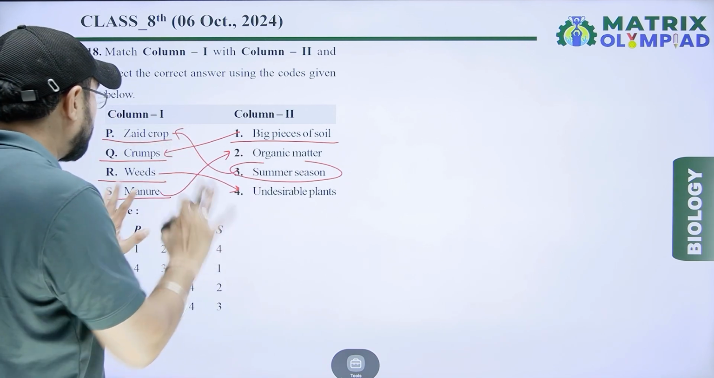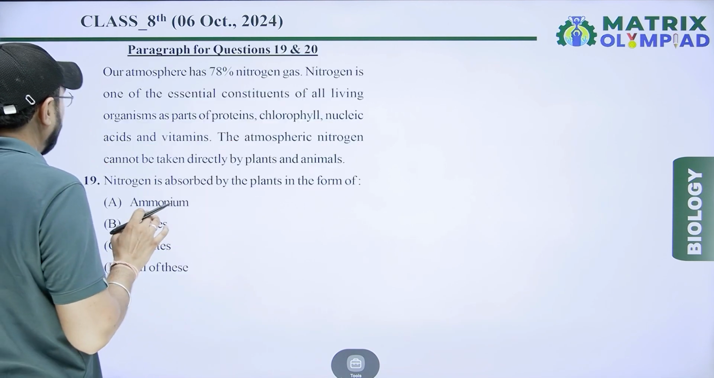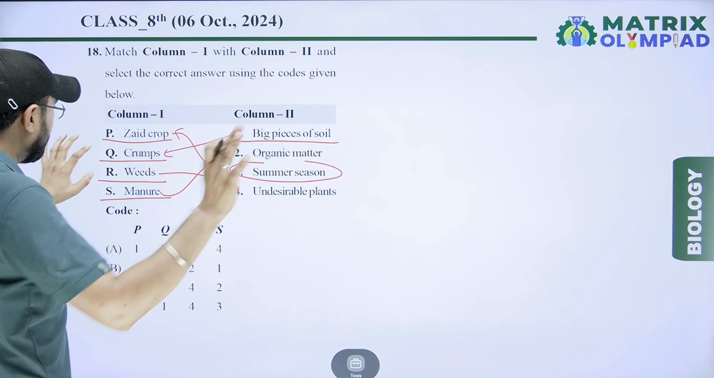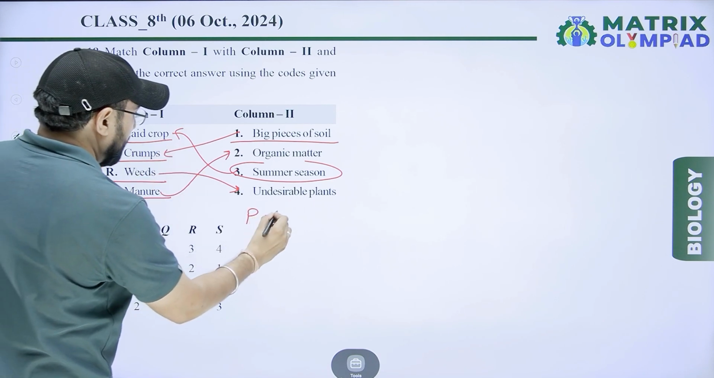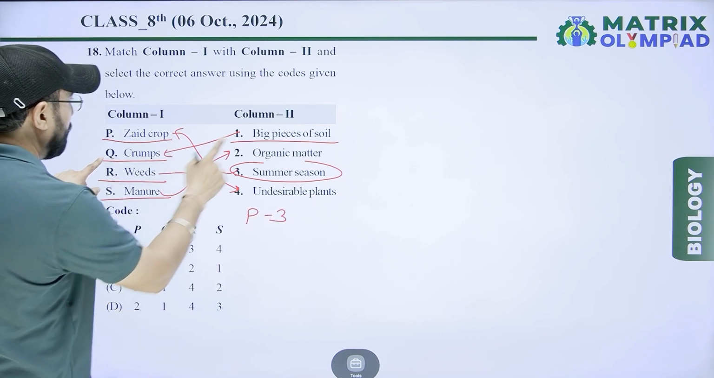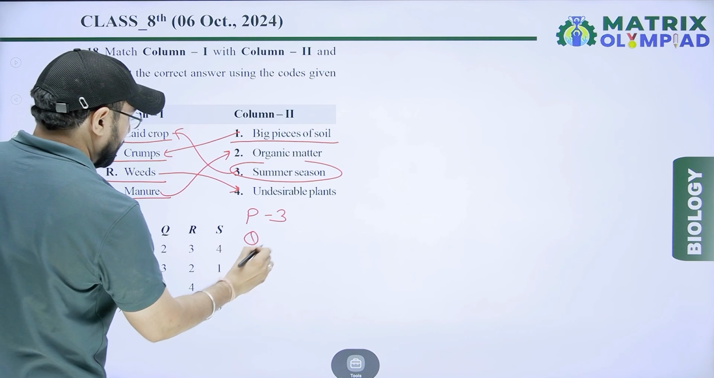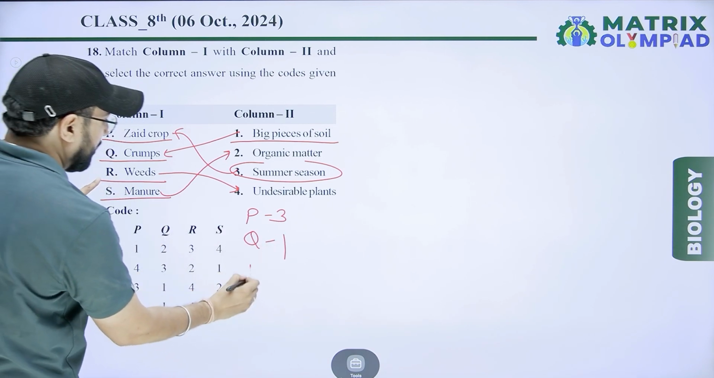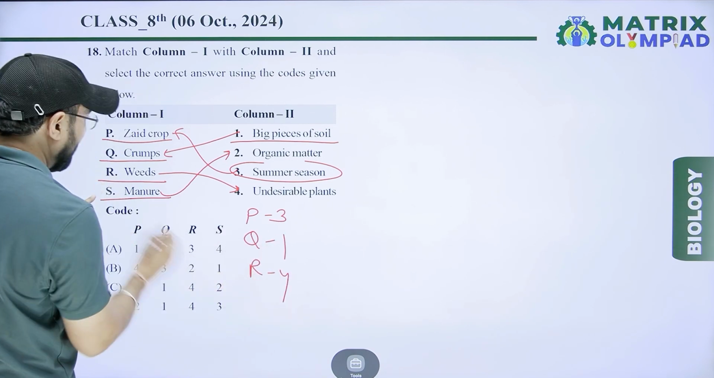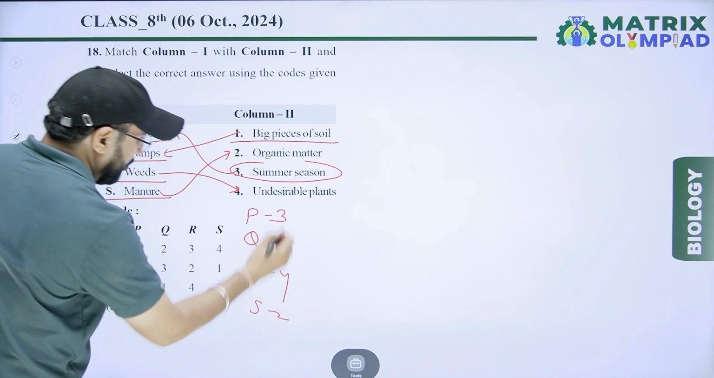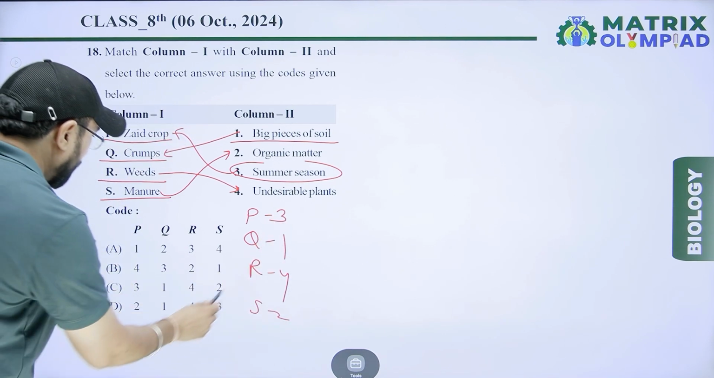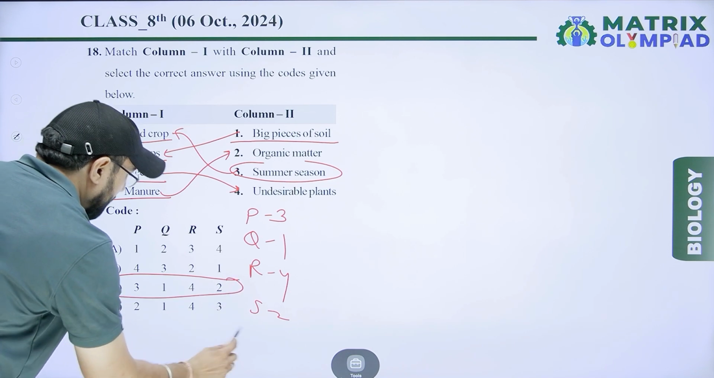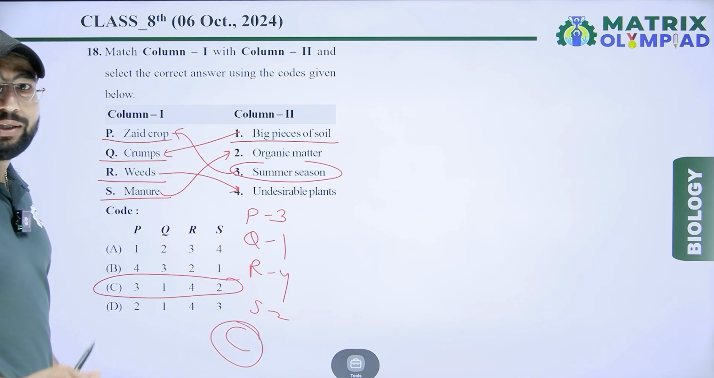So according to this matching, our right answer is P match with third, Q 1, R 4 and S second. 3 1 4 2 in option C. Option C is correct answer for this question.